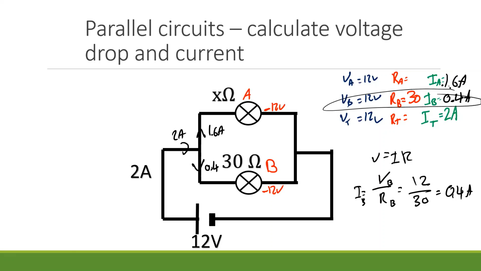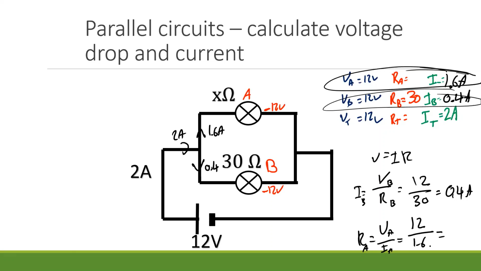If I know that's 1.6 amps, then I can immediately do the same thing that I did here. R is going to be RA, which is VA divided by IA. Well, we know 12 volts is dropped over it. We know it's 1.6. 12 divided by 1.6 is 7.5. 7.5 ohms.